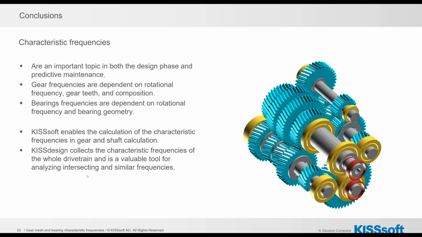Gear frequencies are dependent on the rotational frequency, on the gear teeth, and on the composition of the system, while the bearing frequencies are dependent on the rotational frequencies of inner and outer ring, and also on the bearing geometry data. In Keysoft, it enables the calculation of the characteristic frequency in gear module and in shaft module for the bearings, while the KEYS design can collect all these characteristic frequencies for the whole drivetrain and is a valuable tool for analyzing the intersecting and similar frequencies, which helps us in the design phase.